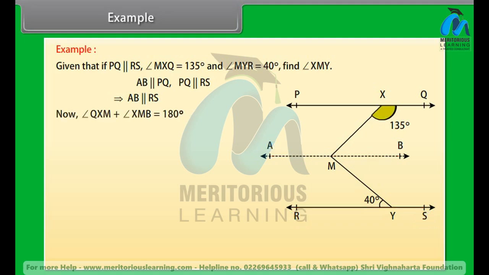Now, angle QXM plus angle XMB is equal to 180 degree. AB is parallel to PQ, interior angles on the same side of the transversal XM.